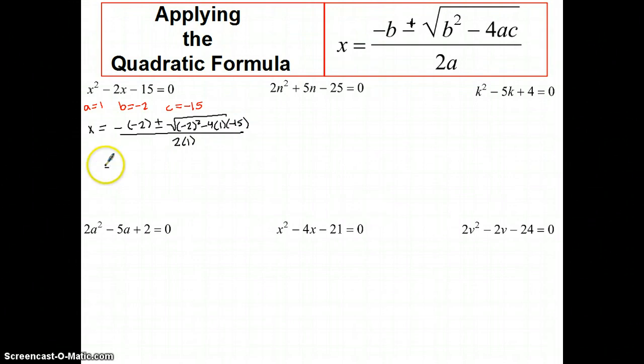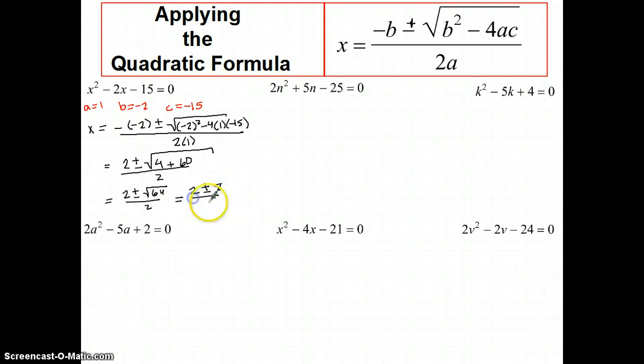So x equals, this becomes positive 2 plus or minus the square root of 4 plus 60 all over 2. So 2 plus or minus the square root of 64 all over 2. This is 2 plus or minus 8 all over 2. And to simplify from here, we have to write two equations. 2 plus 8 over 2, which is 10 over 2, which is 5. And 2 minus 8 over 2, which is negative 6 over 2, which is negative 3.